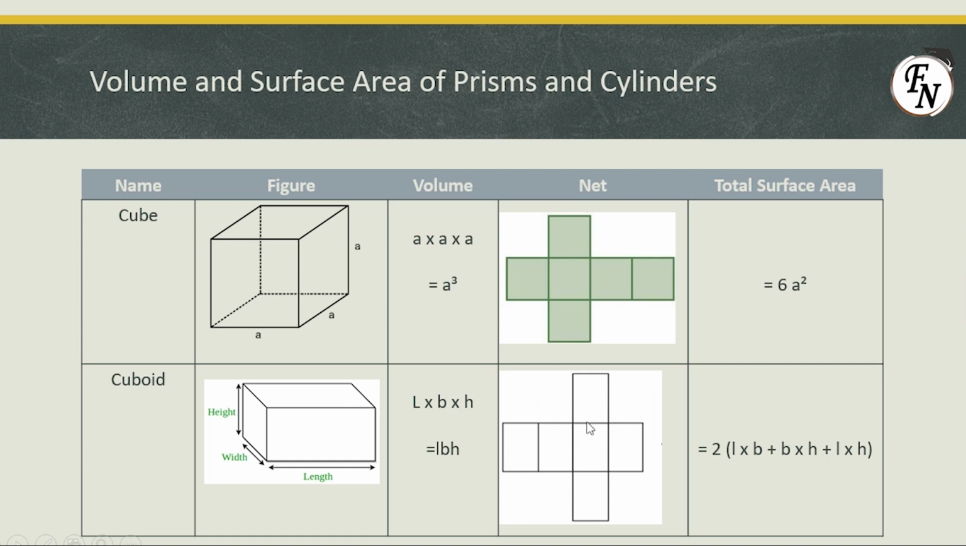But there's a formula derived, that is 2 multiplied by the bracket, length multiplied by breadth plus breadth multiplied by height plus length multiplied by height. All of this is first solved, then multiplied by 2, and we will obtain the total surface area. So these are the basic formulas for calculating volume and surface area of cube and cuboid, which will be covered in 14a. Other than this, there are a few things like conversion of units.